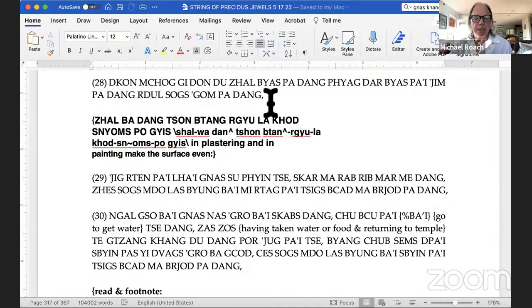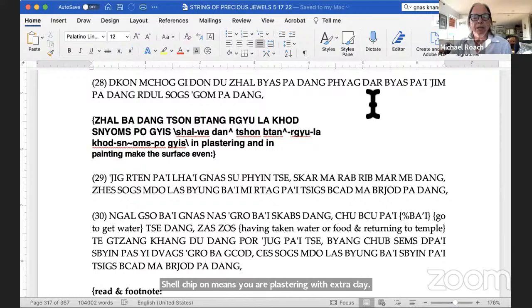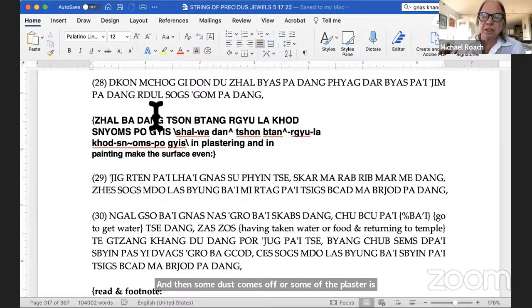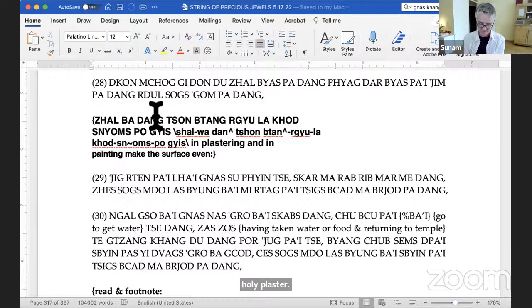Shell chepa means you are plastering with extra clay. And chakdar, maybe you are using a piece of cloth to clean your dharma statues on your altar or something. And then some dust comes off or some of the plaster is extra and it falls on the ground. That plaster is now holy plaster. And that dirt is now holy dirt. And you cannot step on it.